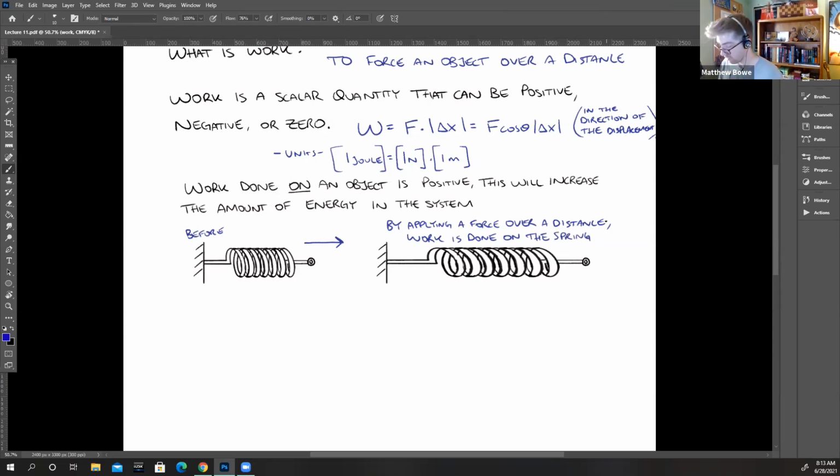And by doing work on an object, there is positive work being added into the system. So it's just me saying I'm adding energy into the system. So say the energy of the system increases.